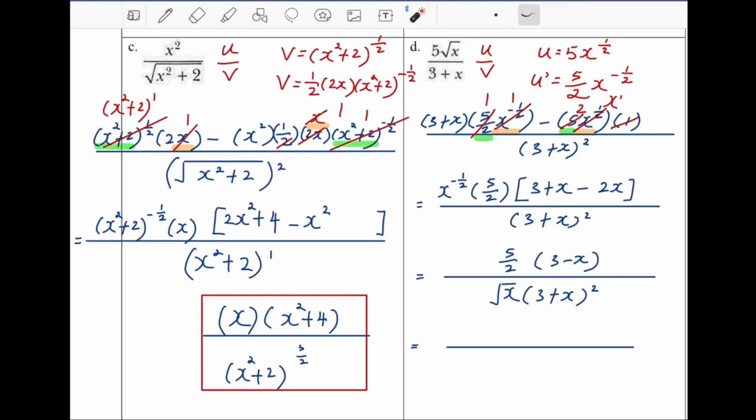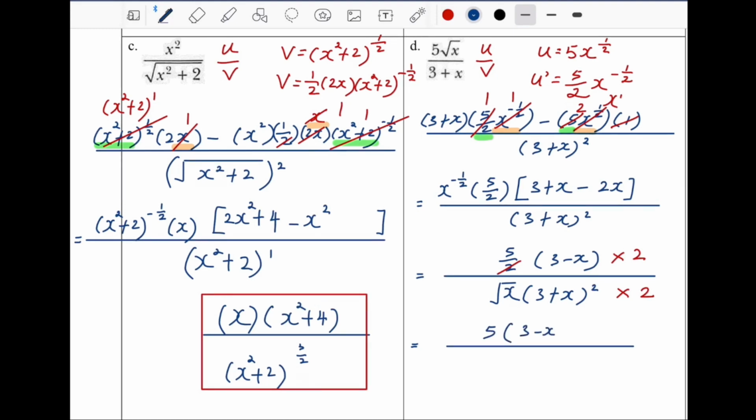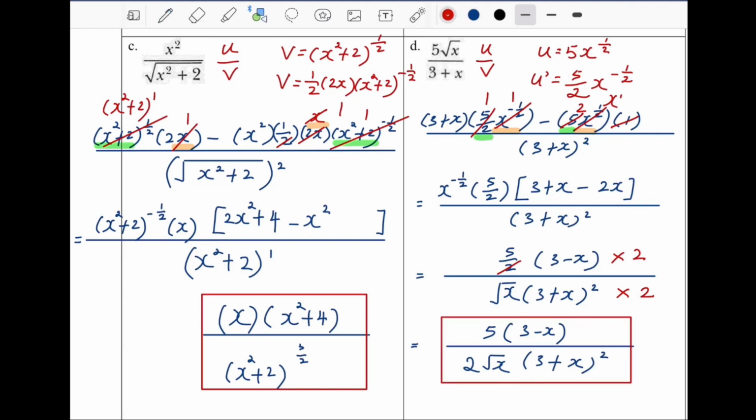How do we get rid of this? Times 2. Make it balance for top and bottom. Gone. Do we have the times 2 for this? No. It's not plus and minus, it's just multiply. Just one of them. So final answer, 5 bracket 3 minus x over, that's a 2 here, because it times 2. 2 root x bracket 3 plus x power 2. That's your final answer. Okay, thank you.